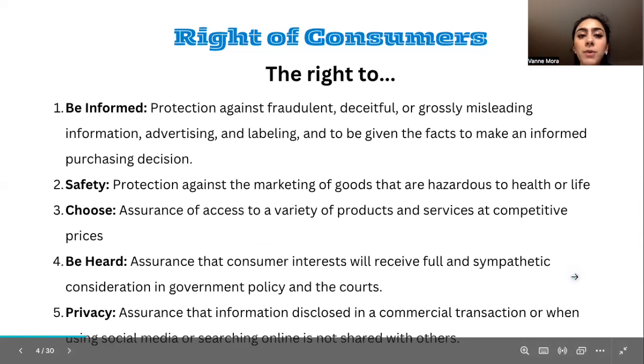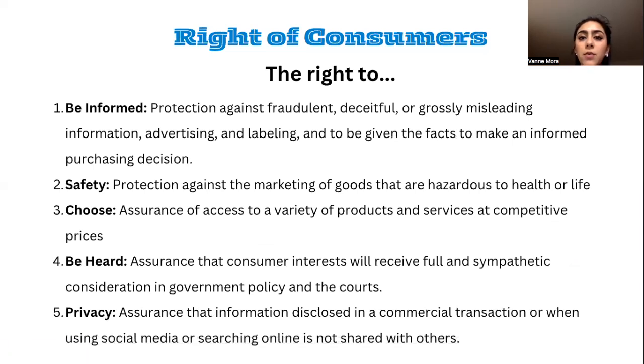Okay, so as I mentioned before, there are 5 major rights of consumers. The first one is the right to be informed. This is a protection against fraudulent, deceitful, or grossly misleading information, in any advertising or labeling, and the right to be given the facts to make an informed purchasing decision. A good example of this is when you buy a smartphone. You have the right to know the price, the guarantee, and all the features of the smartphone.